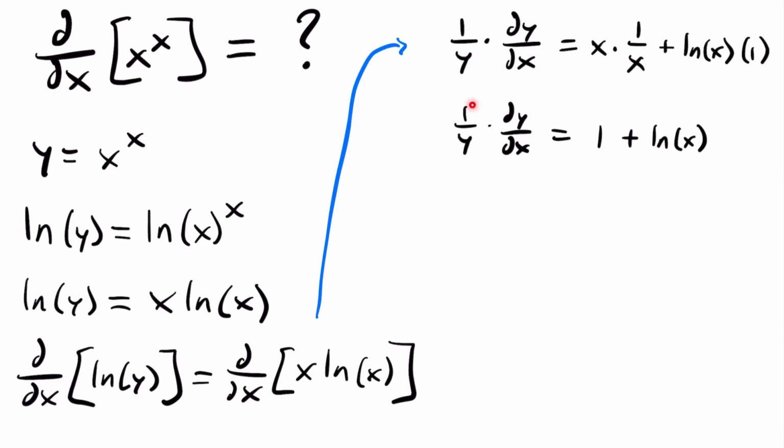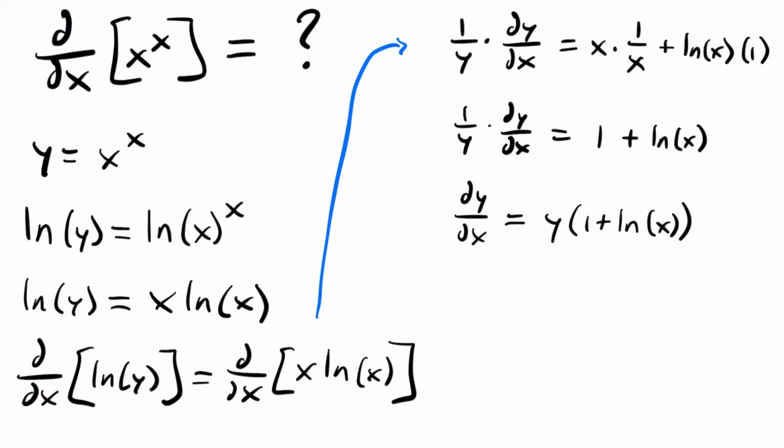Now we want to multiply both sides by y so that we can cancel out this 1 over y and just be left with dy/dx. So if we multiply both sides by y, we will have dy/dx is equal to y times 1 plus natural log of x. Now we're almost done.